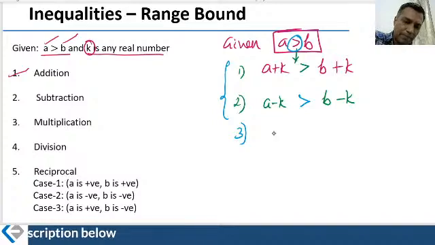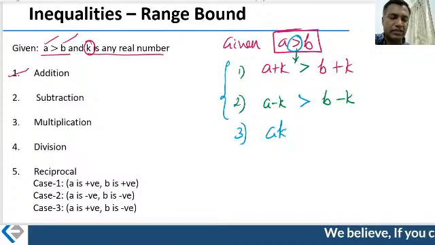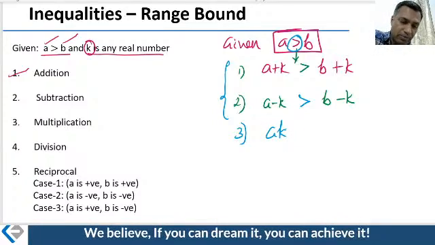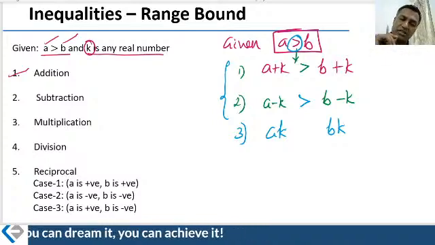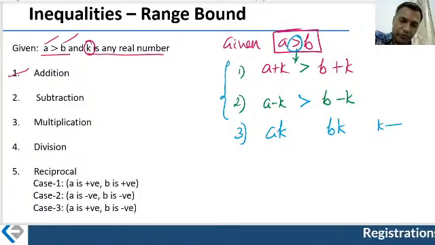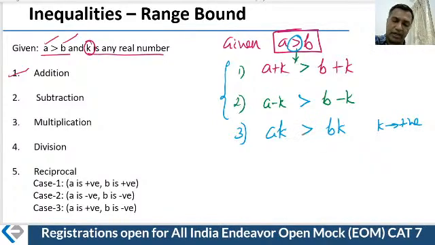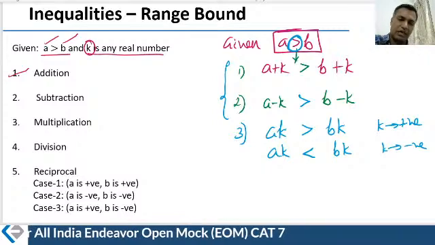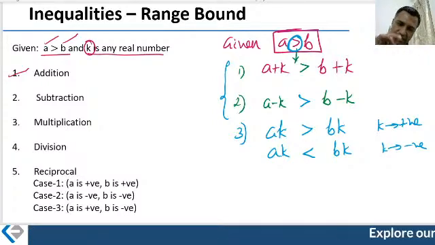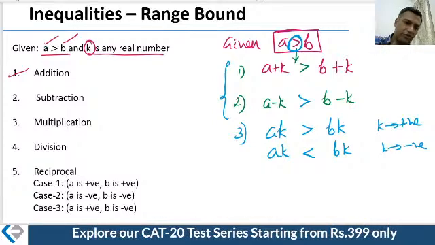Next one. What if I multiply this by K? Now I request the author, or I want to know, whether K is positive or negative, because you multiplied by K on both the sides. If K is positive, then the inequality does not change. What if K is negative? If K is negative, then the inequality would change. It was given A greater than B. Now I reverse it.